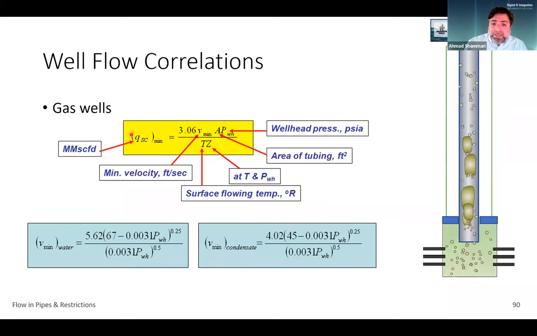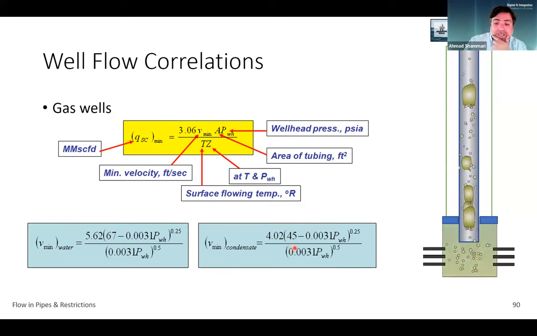Okay, so this is how we calculate the minimum flow rate. The minimum gas flow rate, or the critical gas flow rate, is given by 3.06 times the minimum velocity times the area of the tubing times the wellhead pressure divided by temperature, and this is the Z factor at given pressure and temperature. If we have water, then the minimum velocity is given by this equation here. If we have condensate, then the minimum velocity is given by this equation here.